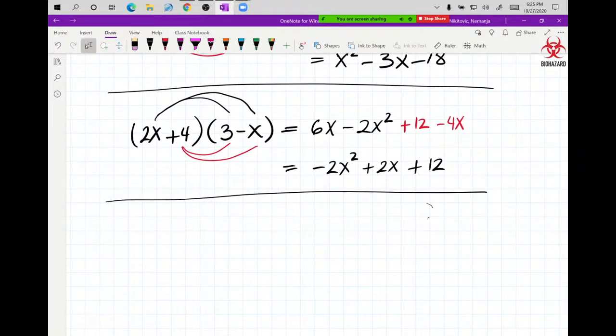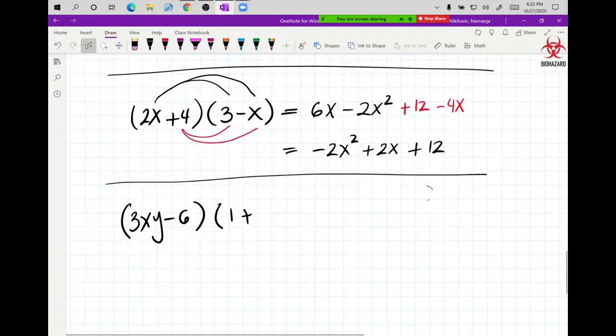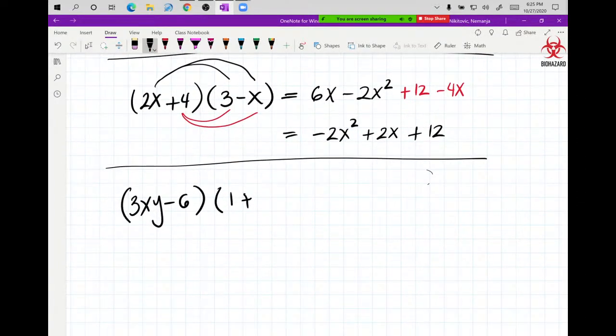So here is another one. So let's go with 3xy minus 6 times 1 plus 2xy squared. So let's see what you guys get with this mess.